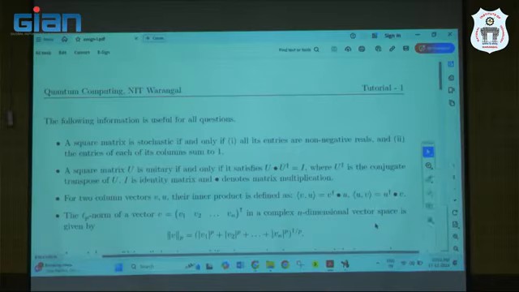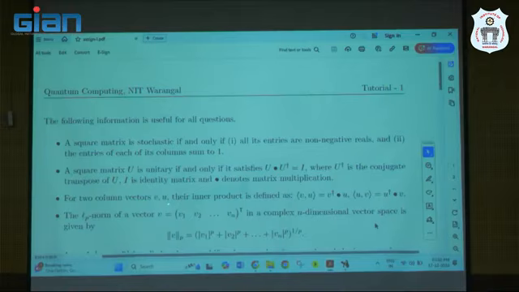Okay, so this is some information we have already discussed, but here it is again written. A square matrix is stochastic if and only if all its entries are non-negative reals and the entries of each of its columns sum to 1. We have already seen this one. A square matrix U is unitary if and only if it satisfies U times U dagger equal to identity, where U dagger is the conjugate transpose of U, I is the identity matrix, and dot denotes matrix multiplication.